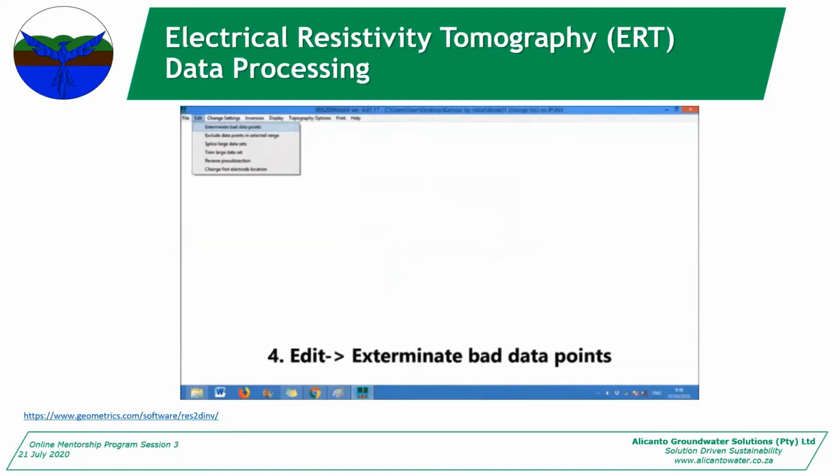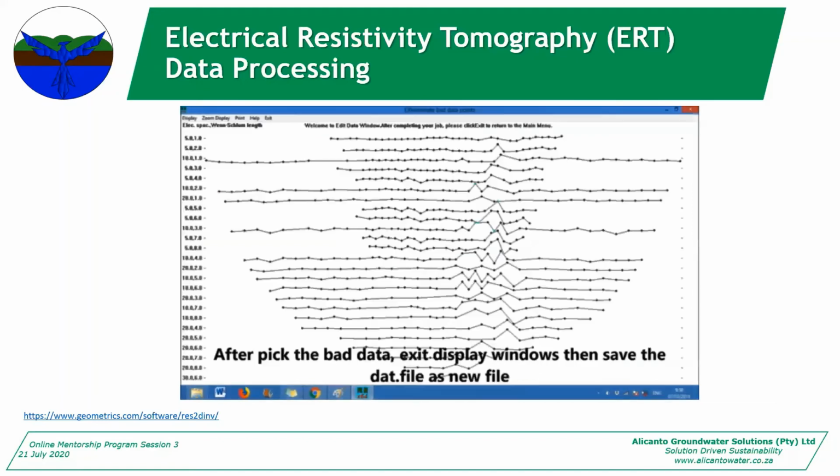Then you need to eliminate your bad data points. You go edit. And you can see here, I'm just going to pause it. You can see there's like bad data coming through here because this is your sort of reading platform. And you get these huge anomalies. So you want to get rid of those so that everything is sort of within the same realm.